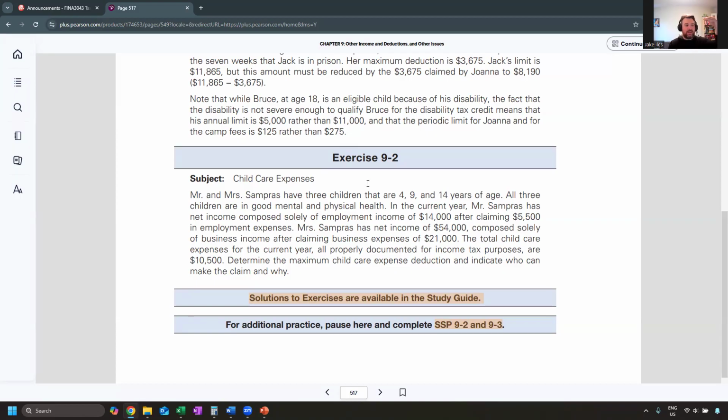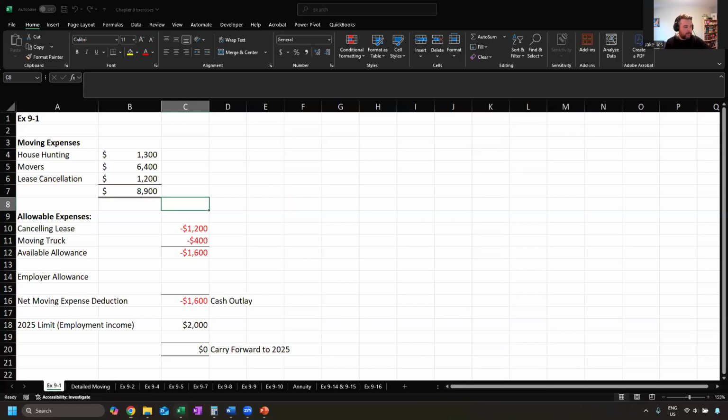So Mrs. Sampras has much more income. So we are likely going to be claiming the childcare expenses in Mr. Sampras's income. The total childcare expenses for the current year, all properly documented for income tax purposes, are $10,500. Determine the maximum childcare expense deduction and indicate who can make the claim and why.